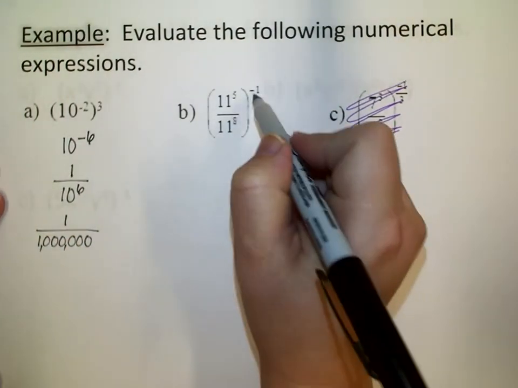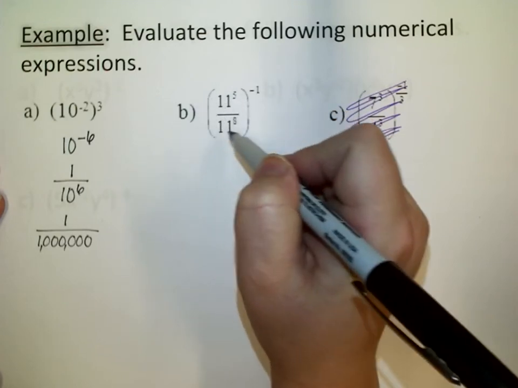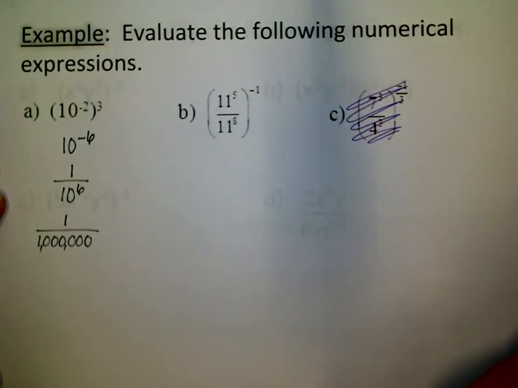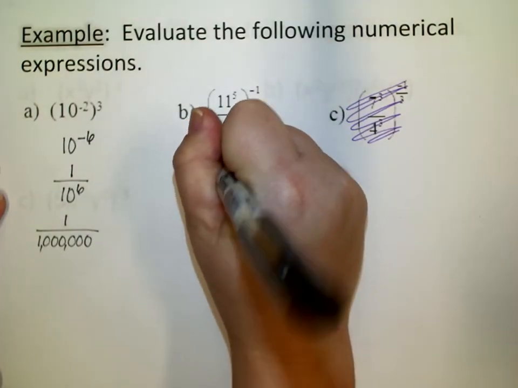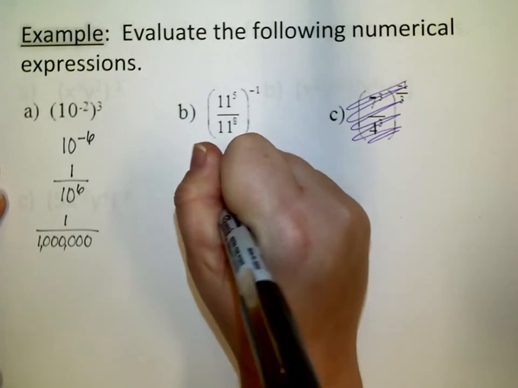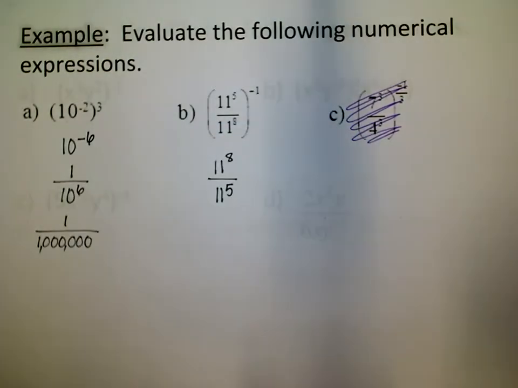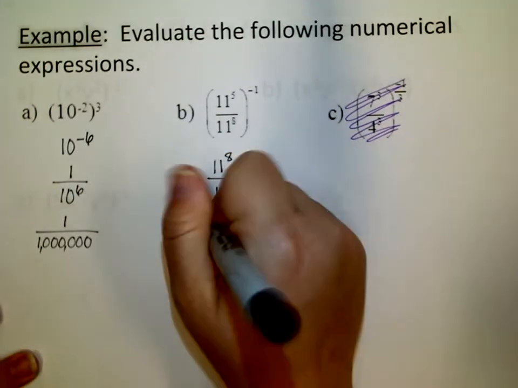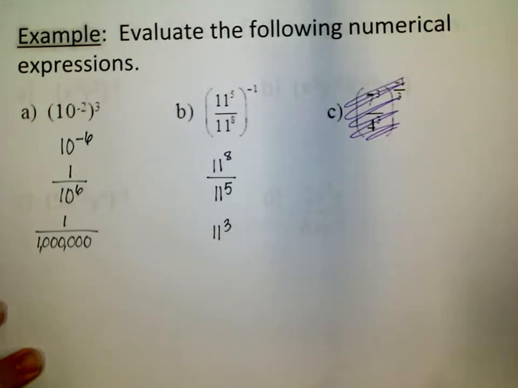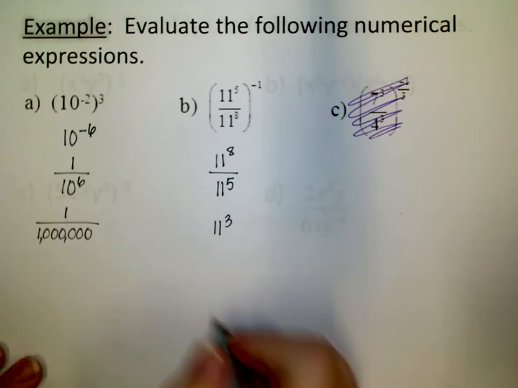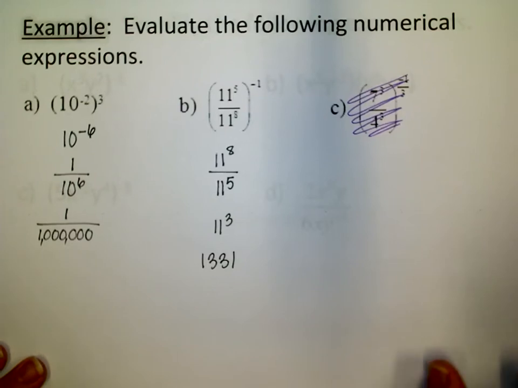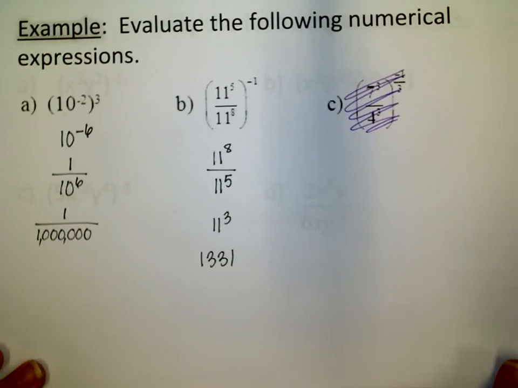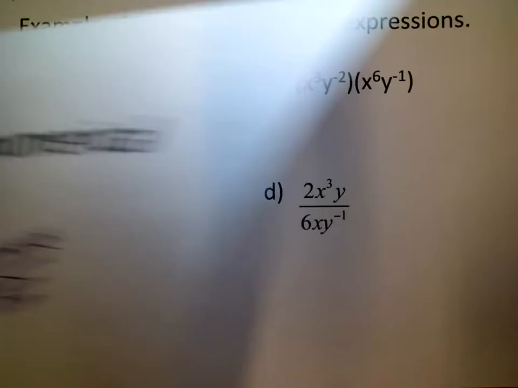Now this one, the negative 1 power of this entire fraction, is going to take the reciprocal. Right now it's 11 to the 5th over 11 to the 8th. It's going to flip to be 11 to the 8th over 11 to the 5th. Then we can simplify that even further by subtracting the exponents, and we get 11 to the 3rd. If you wanted to multiply that out, that's 1331. It's always going to move: if it's in the top, it moves to the bottom. If it's in the bottom, it moves to the top.